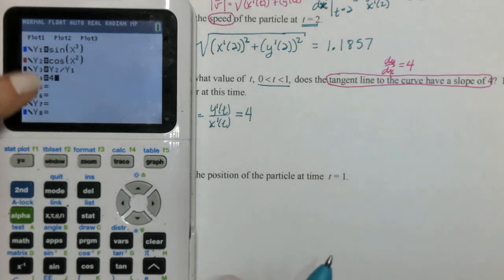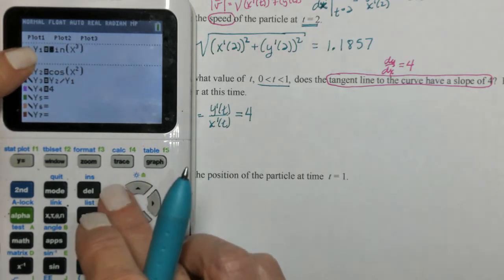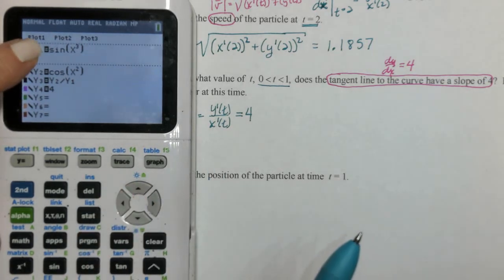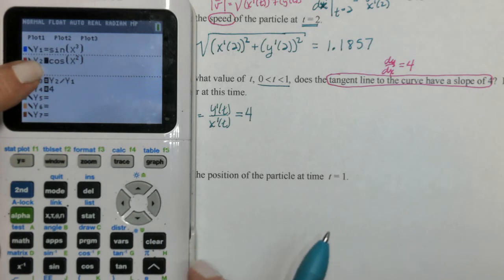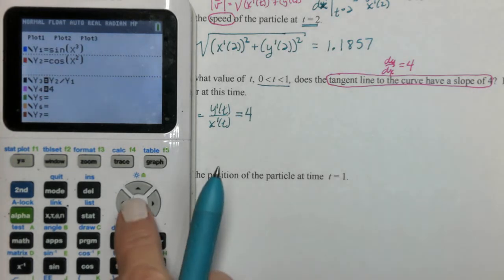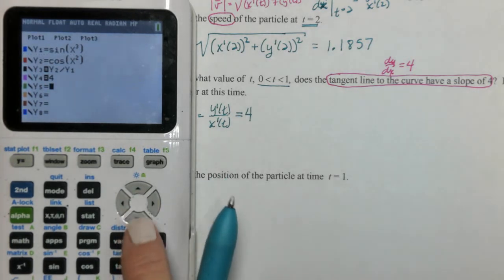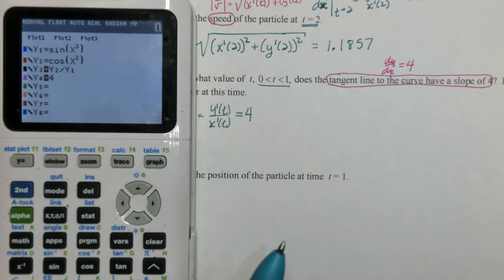Now right now it's going to be graphing 4 things. I don't want it to graph 4 things, so I'm going to turn off the graph of x prime by pushing enter on its equal sign, and turn off the graph of y prime. Now it's only going to graph the 2 things that I want it to graph.